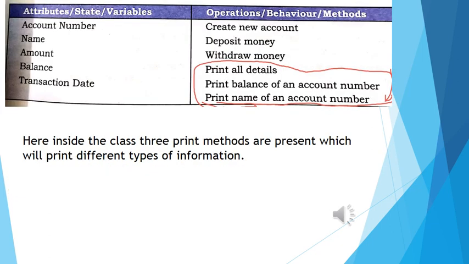This class description is showing the implementation of polymorphism, where three different print methods are present to perform three different types of tasks.